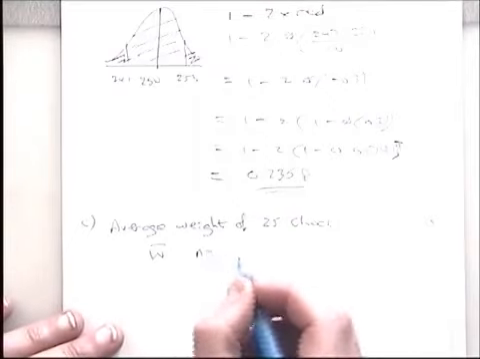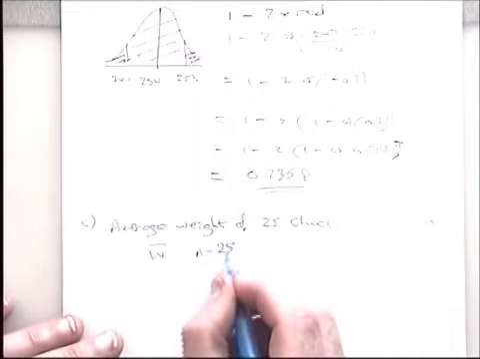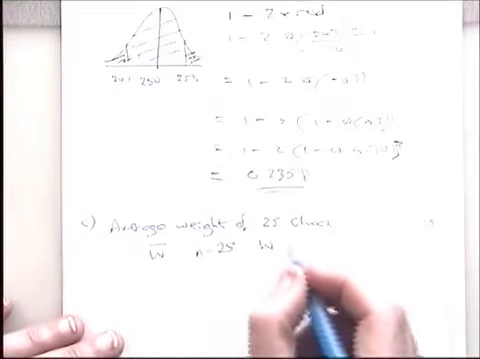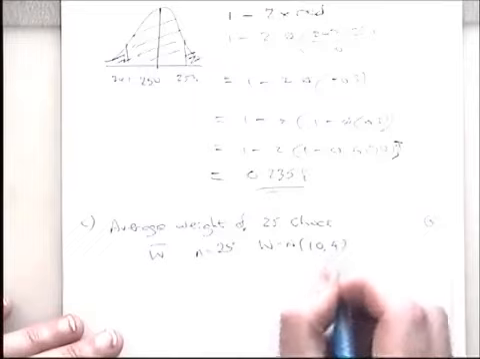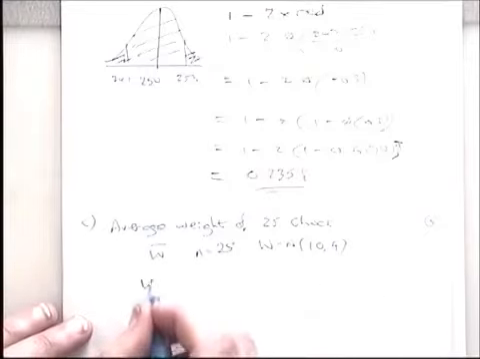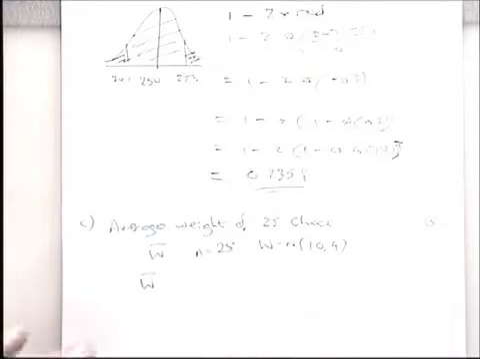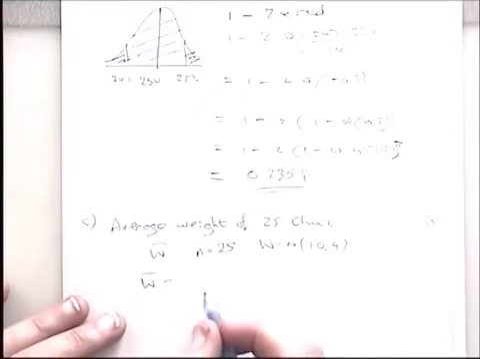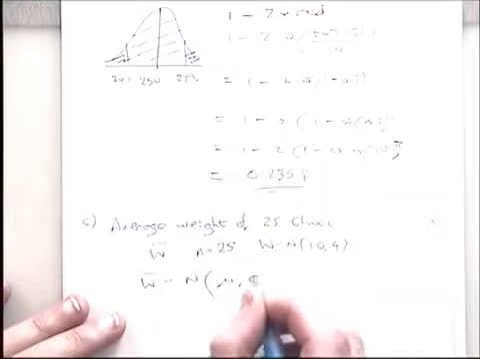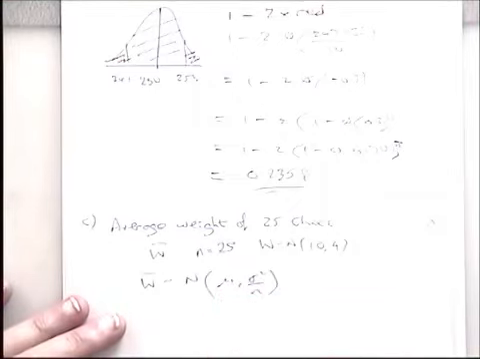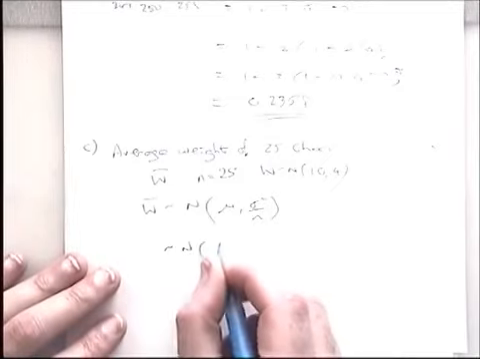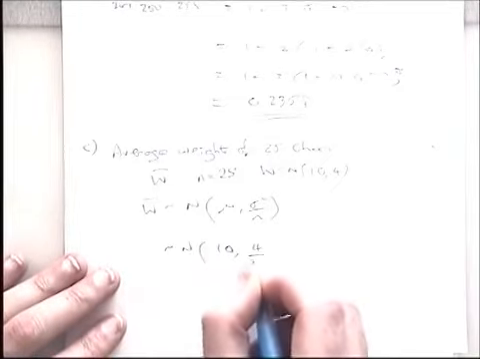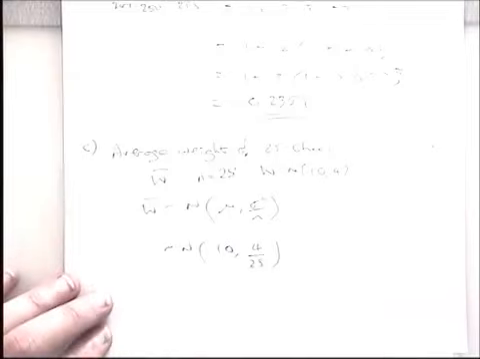And I've got a sample size of 25. We had earlier that W was normally distributed with mean 10 and variance 4. So how will W bar be distributed? It's the central limit theorem: mu and sigma squared over n. So it's going to be normal with mean 10 and variance 4 over 25.